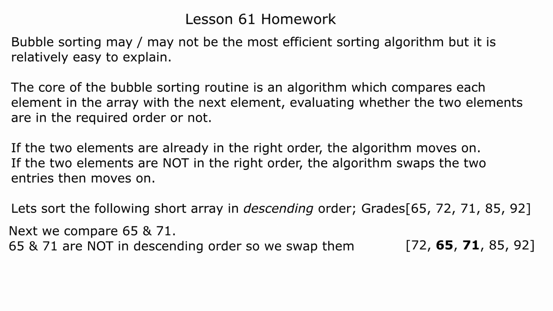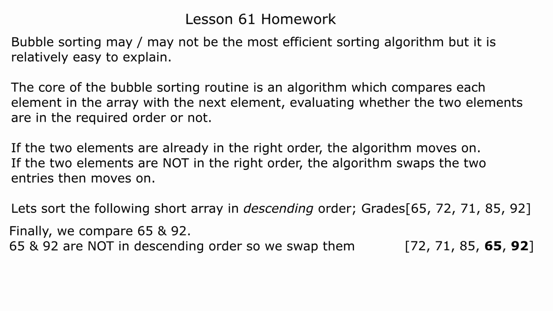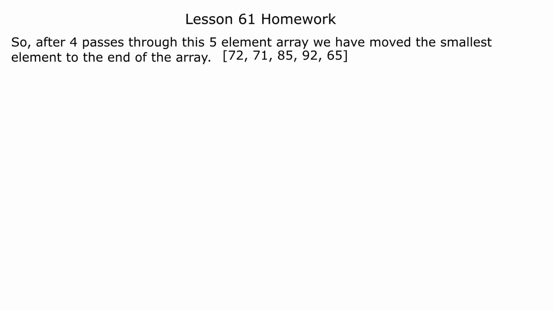Next, we compare 65 and 71. 65 and 71 are not in descending order, so we swap them. Next, we compare 65 and 85, also not in descending order, so we swap them. Finally, we compare 65 and 92, also not in descending order, so we swap them. So after 4 passes through this 5-element array, we have moved the smallest element to the end of the array.